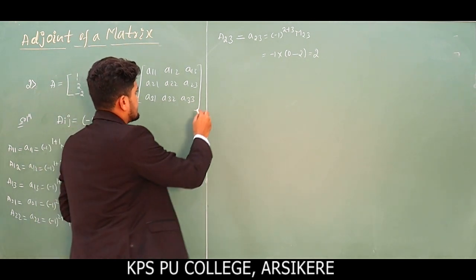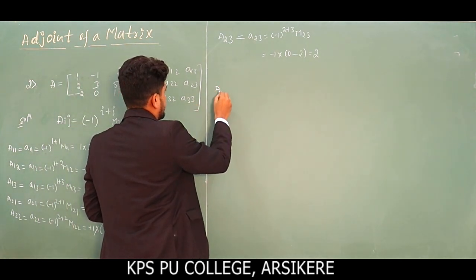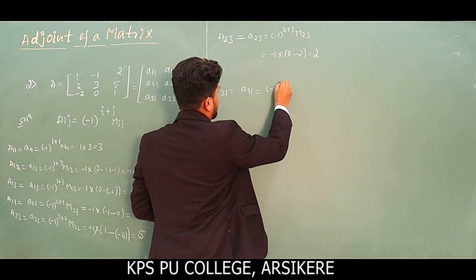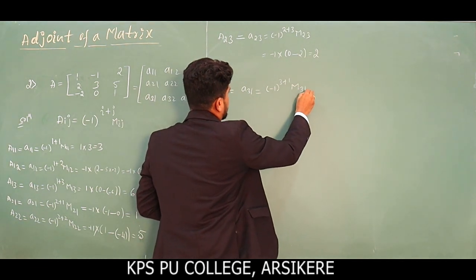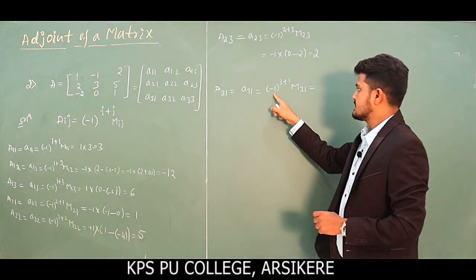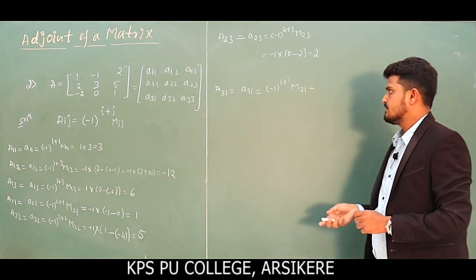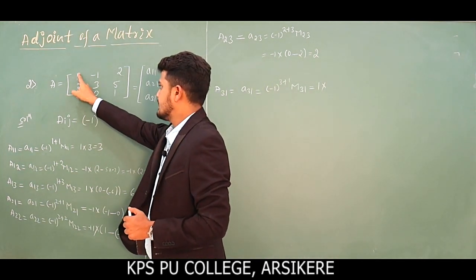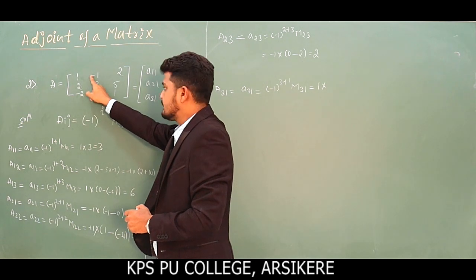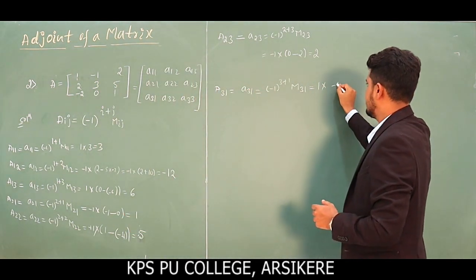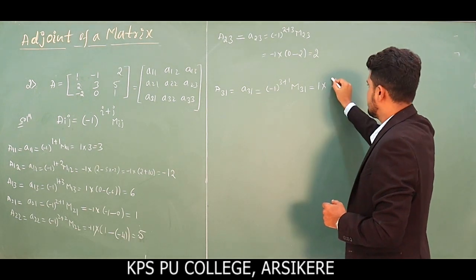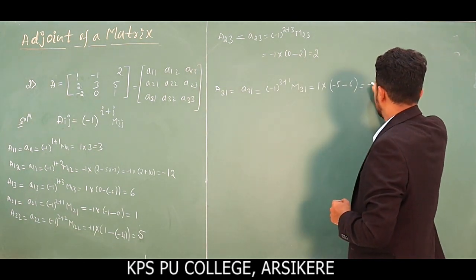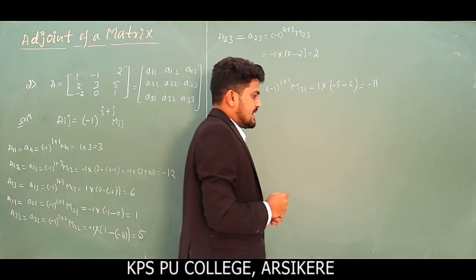So next the third row. A31 is equal to minus 1 to the power of 3 plus 1 into M31, so minus 1 to the power of 4 into M31. Then the minor M31, eliminating the ith row and jth column, so minus 1 into 5 minus 5 minus 3 to the 6, which is equal to minus 11.